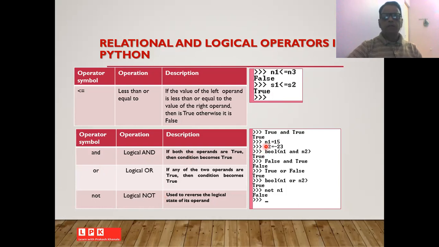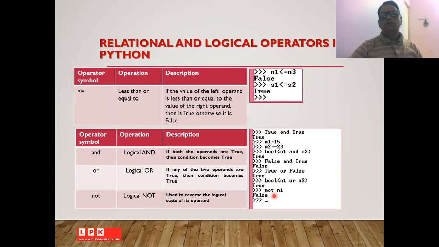So for example, if I write true and true, I will get the result true. If n1 is 15, n2 is equal to minus 2.3, and if I write Boolean value of n1 and n2, it will get us a value true. False and true will return us a false value. True or false will return us a true value. Boolean value of n1 or n2 will return us a true value. Not n1 will return us a false value.